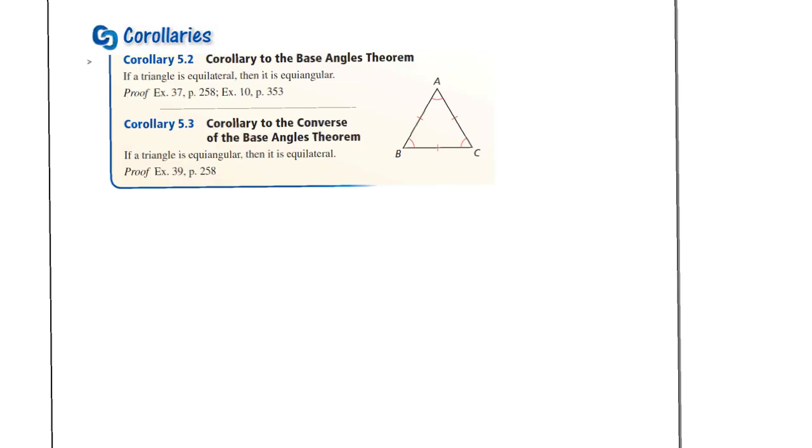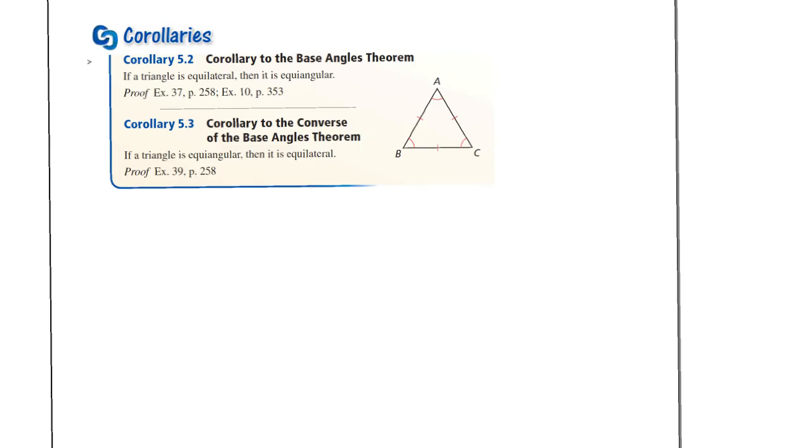So now we're going to look at a corollary to the base angles theorem. And as you recall, a corollary is something that is related to a previous theorem. So in this case, if I have an isosceles triangle that has two base angles, then that means that an equilateral triangle, basically any two angles could be considered a pair of base angles, depending on where you're looking.